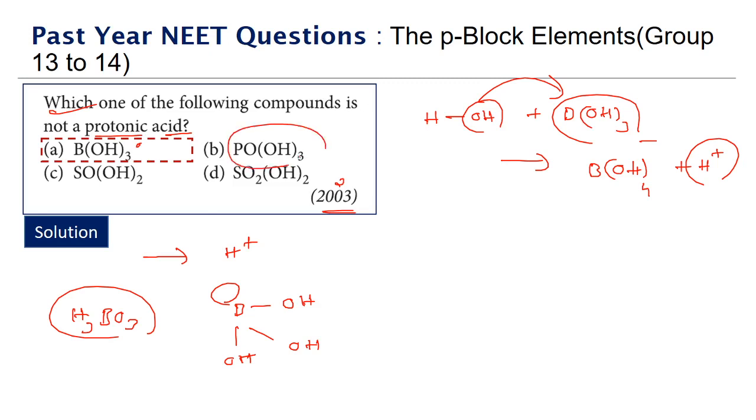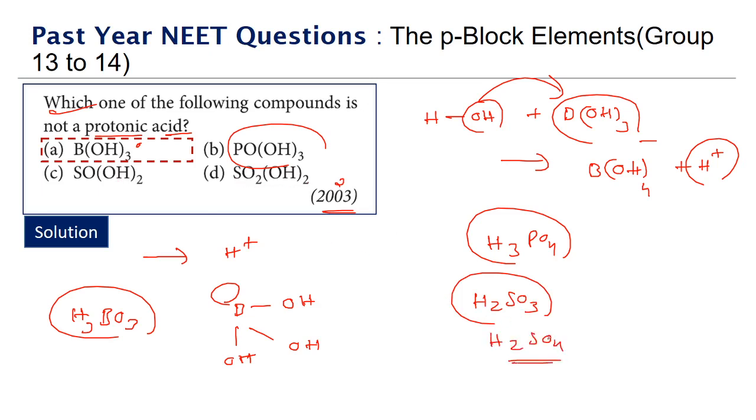Whereas if you look at the other acids, PO(OH)3 is H3PO4, phosphoric acid. It's a protonic acid. It will release H plus ions from the molecule itself. Then SO(OH)2 is H2SO3, sulfurous acid. That is also a protonic acid. SO2(OH)2 is H2SO4, sulfuric acid. That is also a protonic acid. So the one that is not a protonic acid is B(OH)3. What do you mean by protonic acid? The acid that will release the H plus ion from the molecule itself.